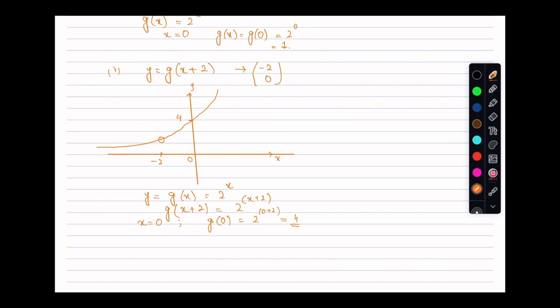In the same manner, if I have a negative 2 in place of my x, then with x as negative 2, this is 2 to the power minus 2 plus 2. That will give me 2 to the power 0, and the answer is going to be 1. Meaning when my x is negative 2, my y value shall be a positive 1. So this is the little bit of working that I shall be doing for this graph here.